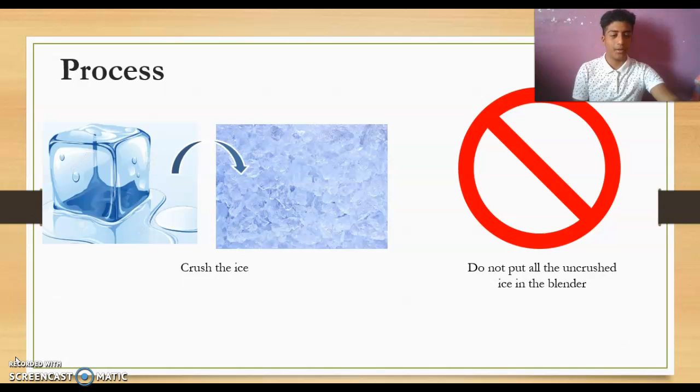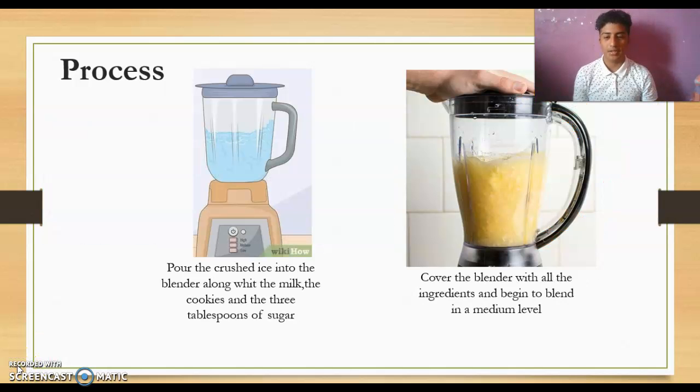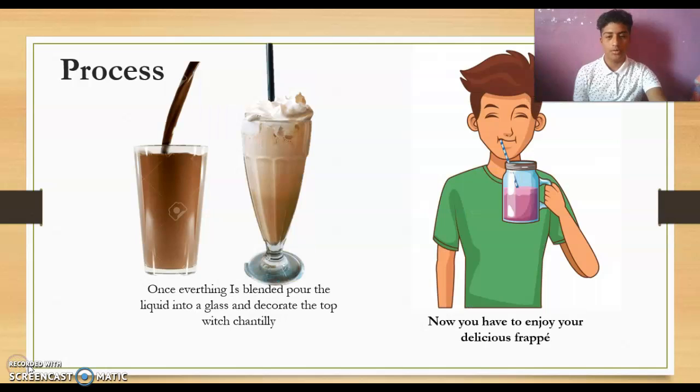Don't put the uncrushed ice in the blender. Pour the crushed ice into the blender along with the milk, the cookies, and the 3 tablespoons of sugar. Cover the blender with the ingredients and begin to blend at a medium level. Once everything is blended, pour the liquid into a glass and decorate the top with chantilly.